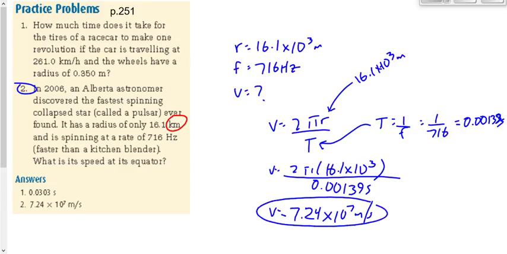Like, that's crazy fast. That's insanely fast. That's actually approaching the speed of light, which is the fastest that anything can possibly travel. Speed of light is 1 billion kilometers per hour. This isn't quite that fast, but it's close.